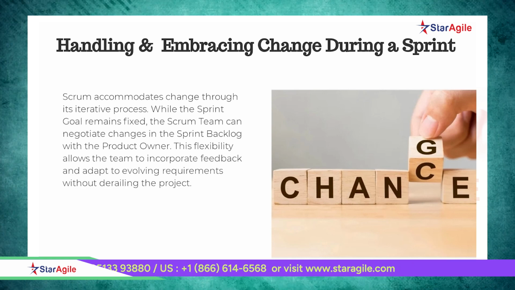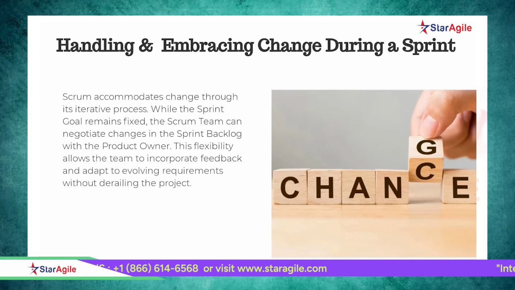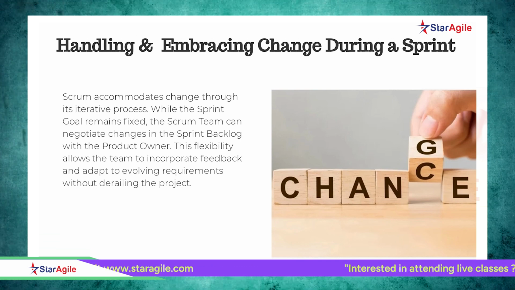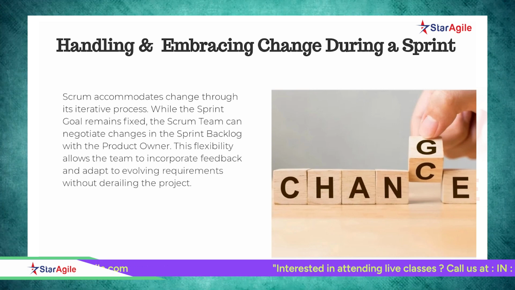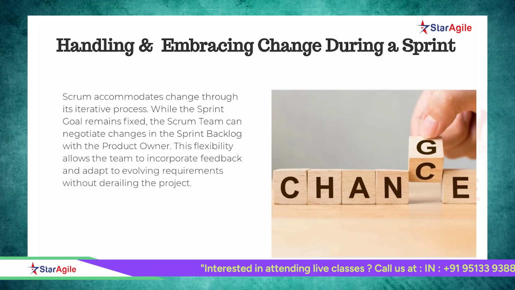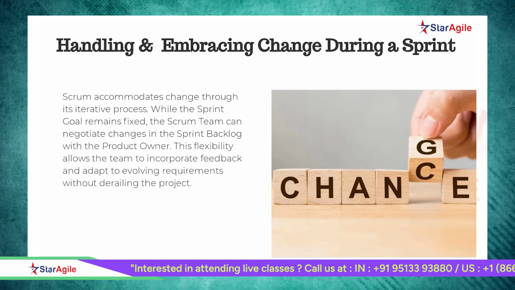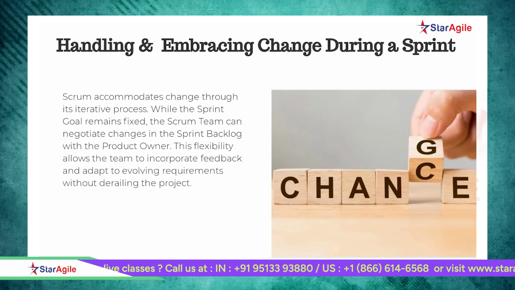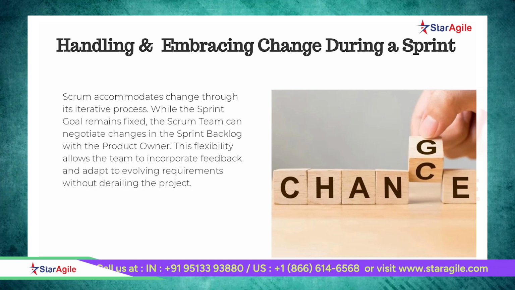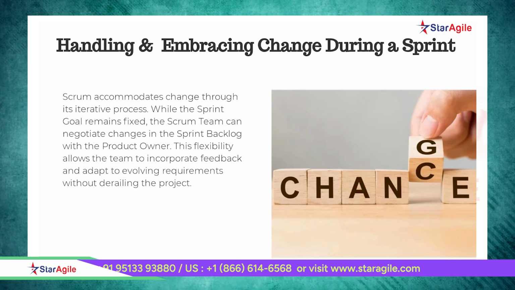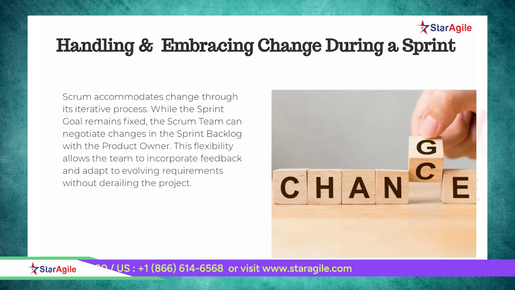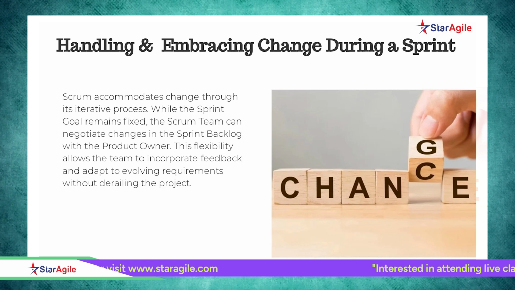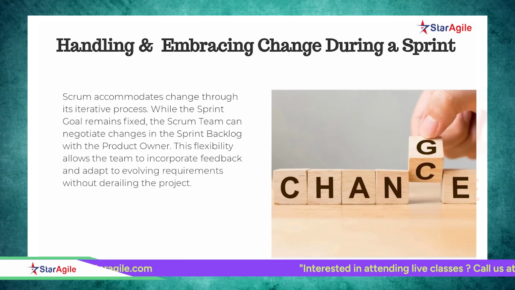While the sprint goal remains constant, the Scrum team, in collaboration with the product owner, has the flexibility to adjust the sprint backlog as new information emerges. This dynamic approach allows the team to incorporate feedback, address unforeseen challenges, and adapt to evolving project requirements without derailing the project's progress. Embracing change is not seen as a disruption, but rather as an opportunity to enhance value delivery and ensure the product's relevance to stakeholders' needs and the market demands.